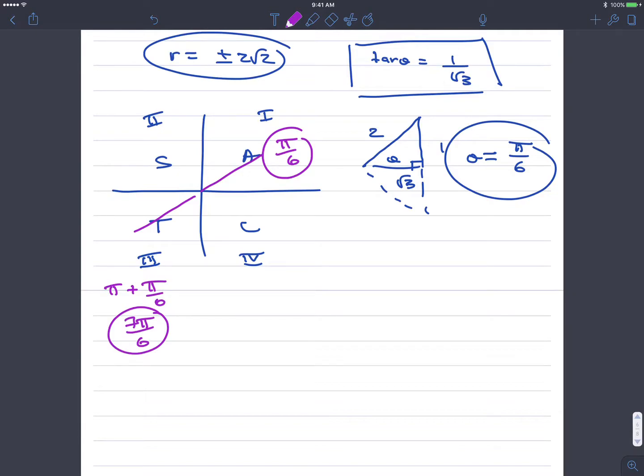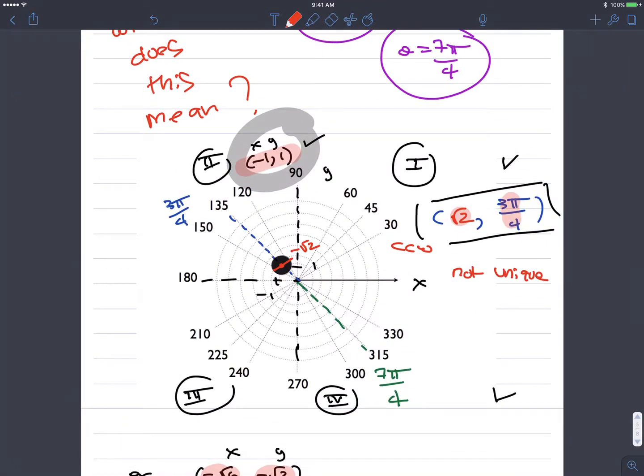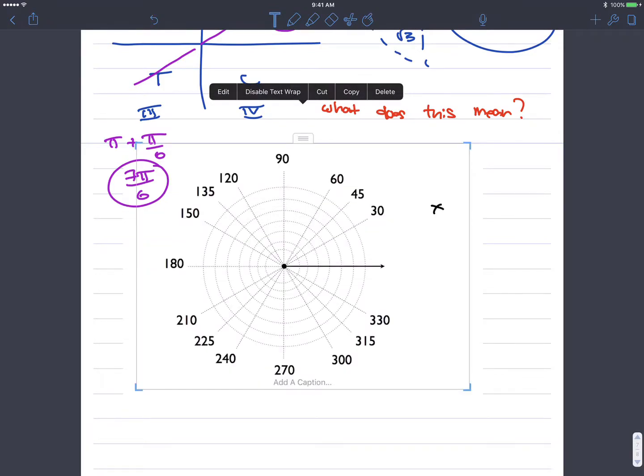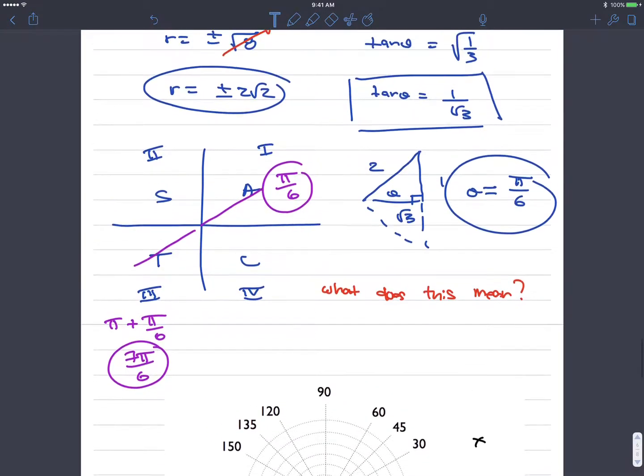So notice here, what do we do with this information? In other words, what does this mean again? Let's go back to this graph. If I'm smart, I hope I am, let's see if we can do it. Oh, there it is. Beautiful. Just paste. So let's see, what does this information mean?